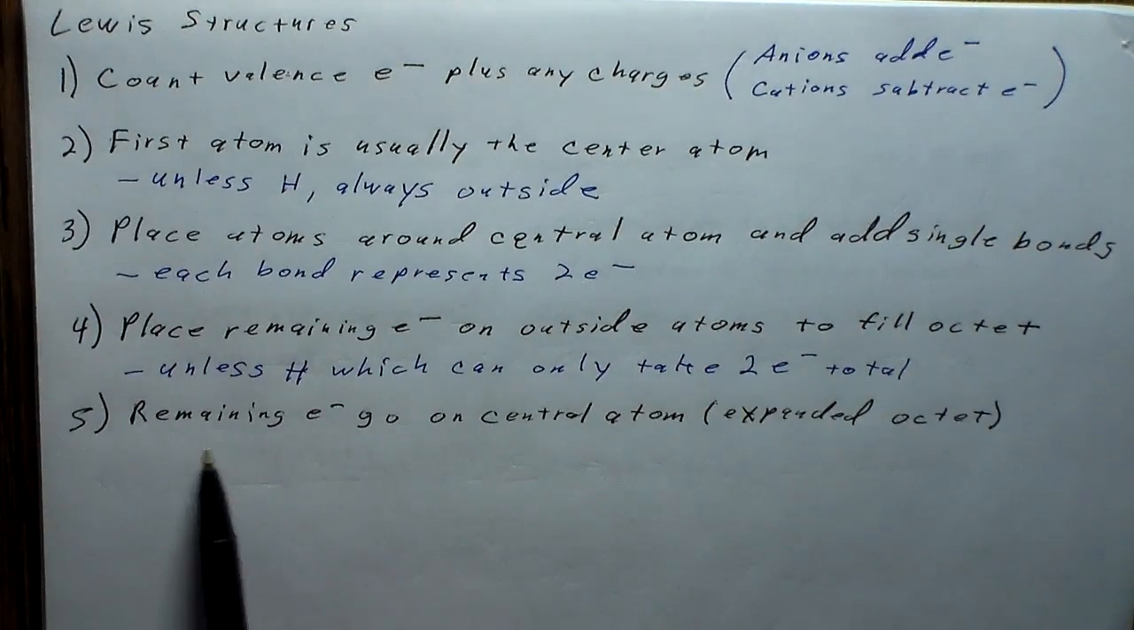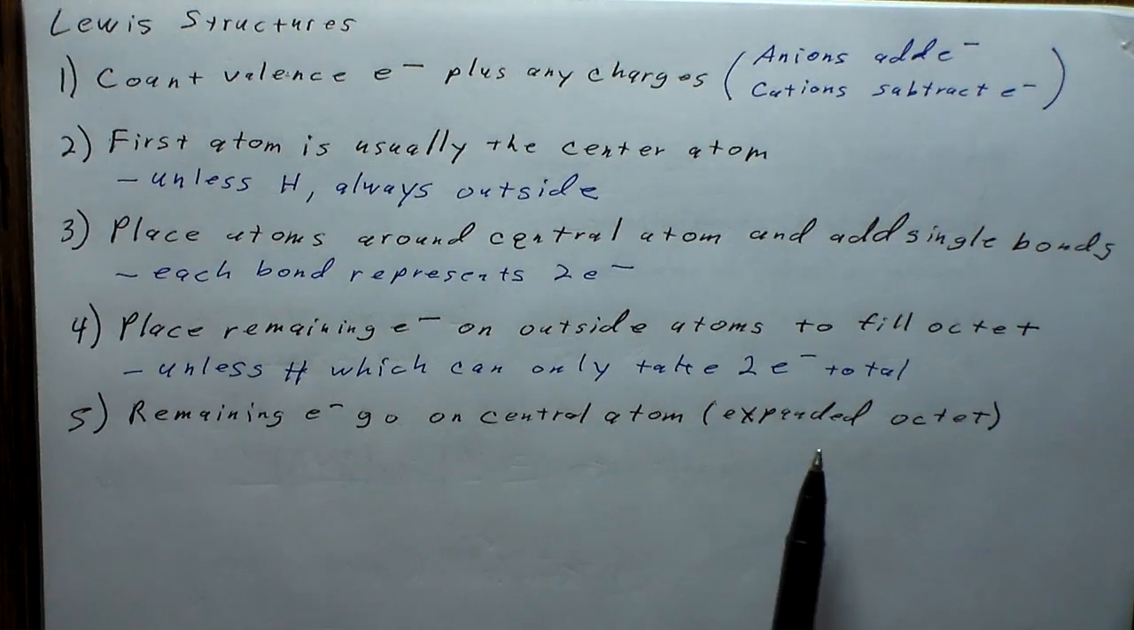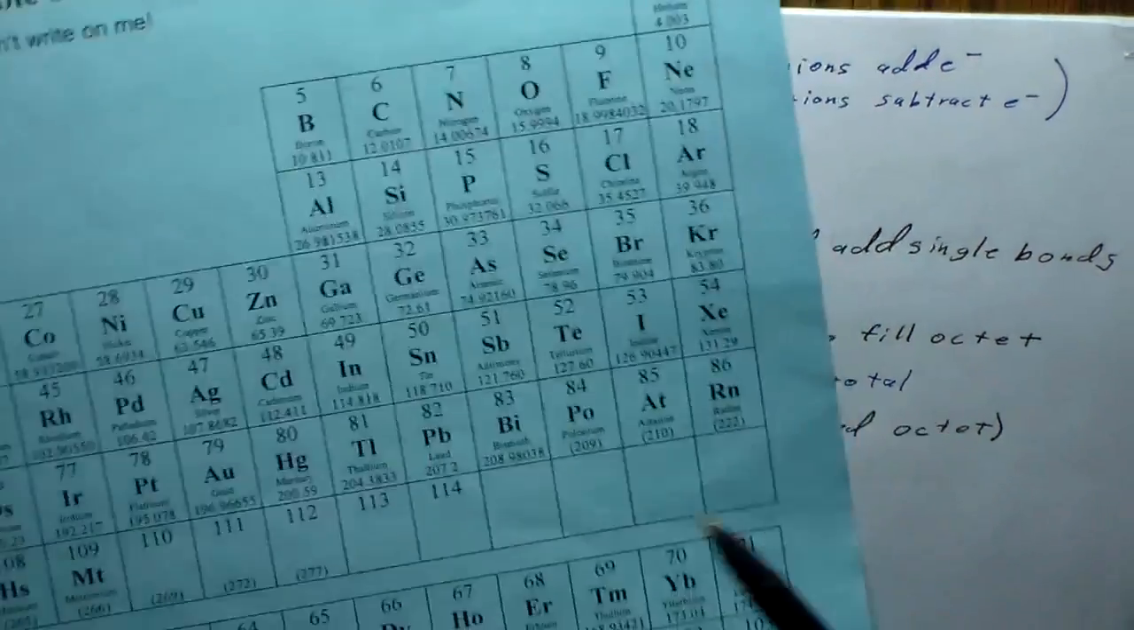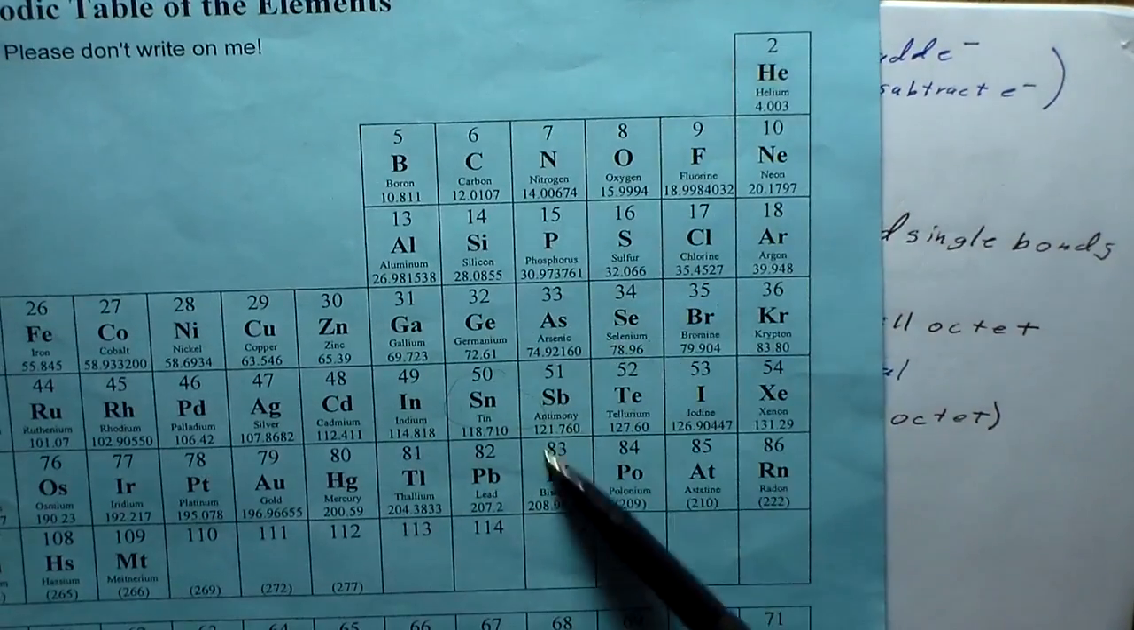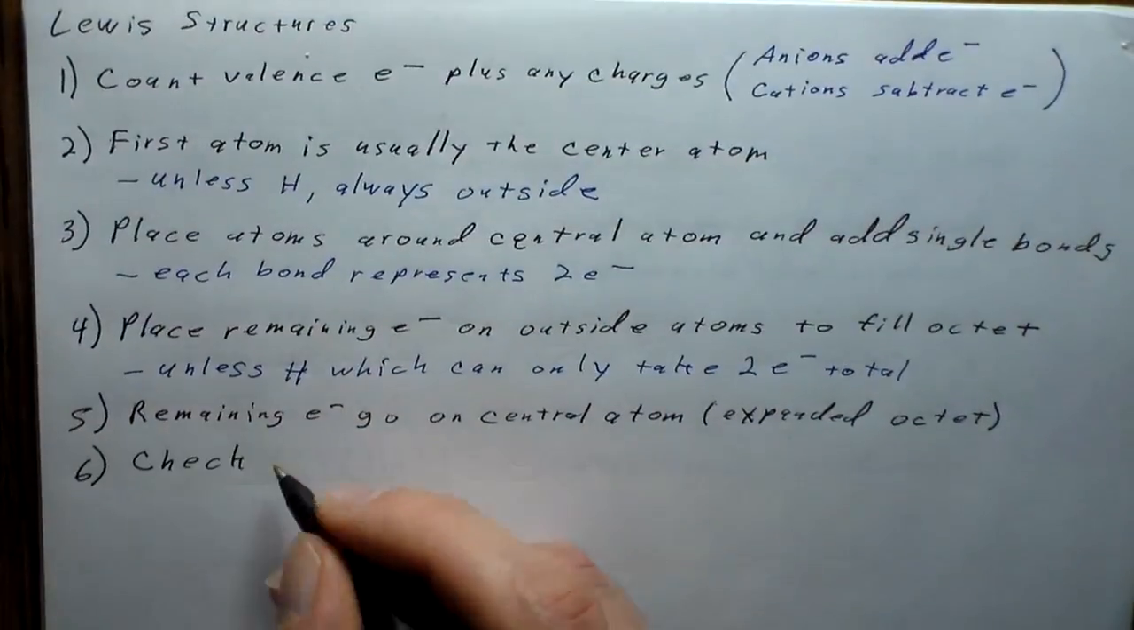So if you have any electrons that remain after you've filled up the outside atoms, those go on the central atom, and those will form expanded octets. And we'll be looking at those in more detail. Usually the expanded octets are going to be with these kind of ions down here. We'll see these things occasionally.